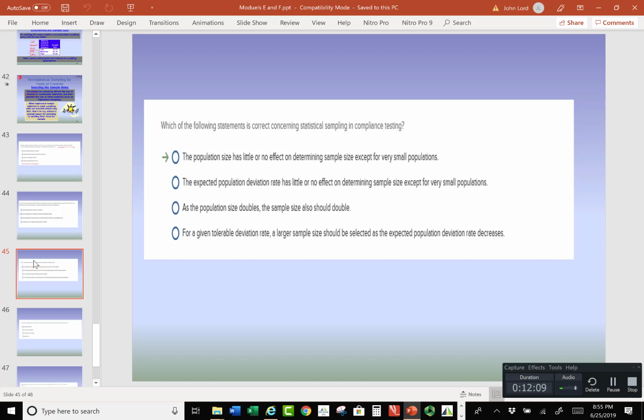Tolerable deviation rate had what? Direct or inverse relationship? Had an inverse relationship. Good. The confidence level, the risk of assessing control risk too low, had a direct or inverse relationship? Inverse. Good. The lower the risk, the bigger the sample size. Poison apples. Remember that, right?